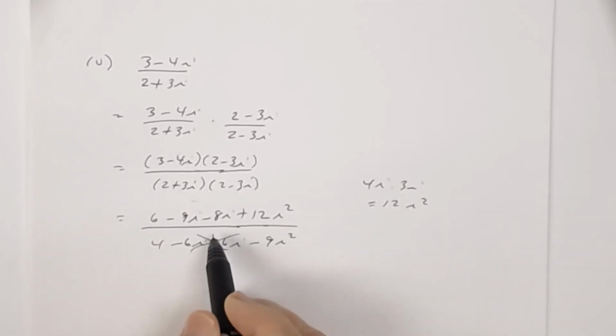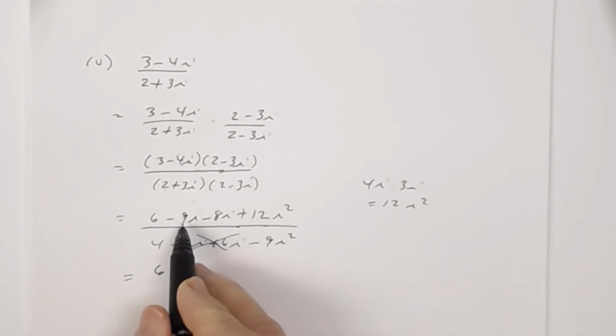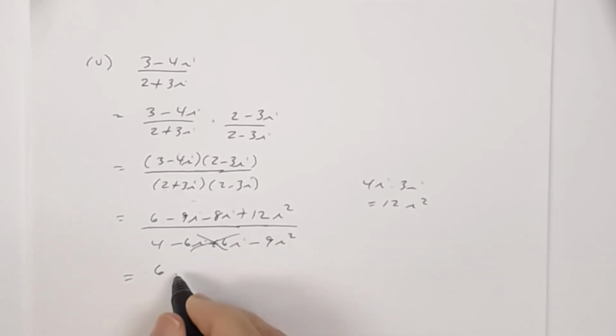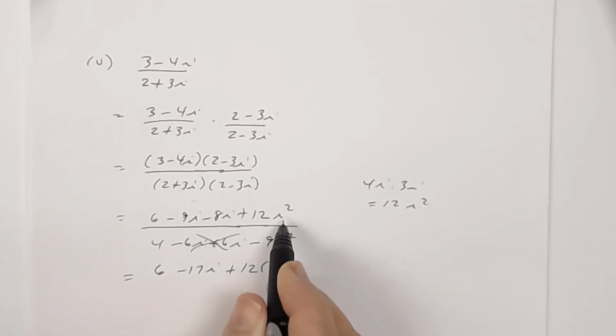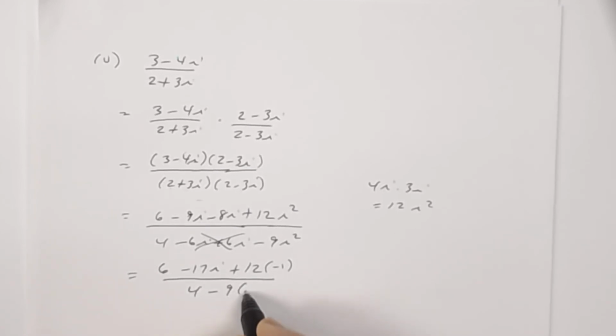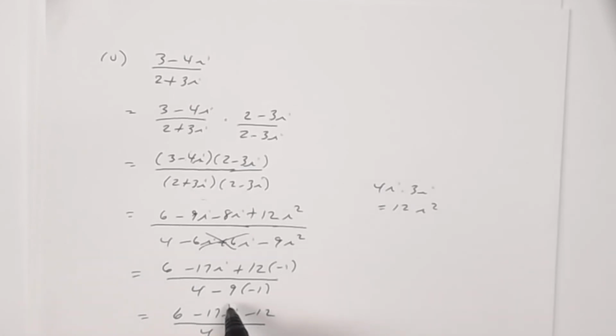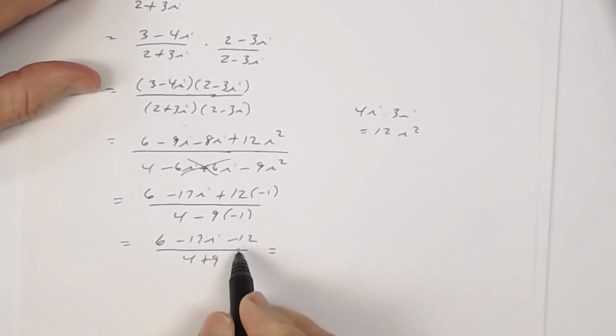And so let's go ahead and simplify what we can in the numerator. So in the numerator, I have 6, a negative 9i, and a negative 8i is a negative 17i, plus 12i squared. Remember, i squared is a negative 1, divided by 4 minus 9 times a negative 1. And so we get 6 minus 17i, 12 times a negative 1 is a negative 12, divided by 4, a negative 9 times a negative 1 is a positive 9. And then 6 and a negative 12 is a negative 6.